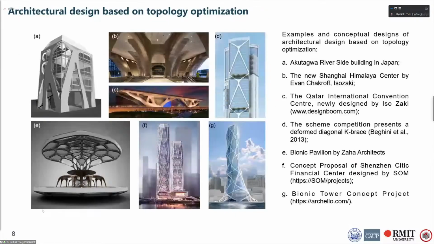I think you might have seen these famous buildings designed by using topology optimization techniques: the Riverside Building in Japan, the Shanghai Himalaya Center, the Charter International Convention Center, the Biomimetic Pavilion by Zaha Hadid Architects, and some other conceptual designs. However, these projects are designed based on single material topology optimization, and single material topology optimization techniques have limitations in applying to composite structures like steel-concrete structures, which are more common in building structures.